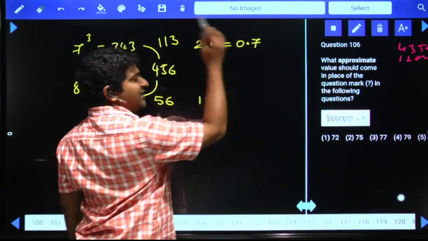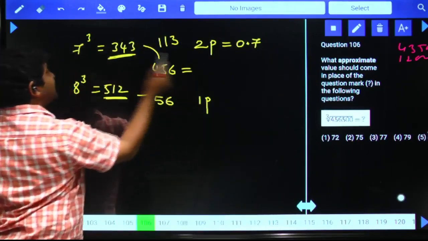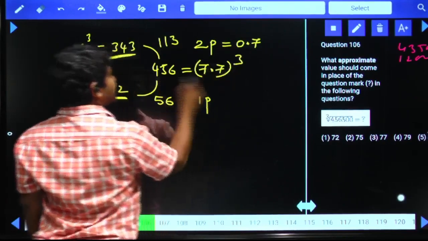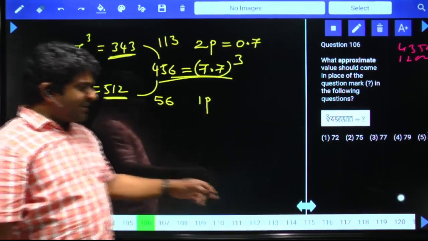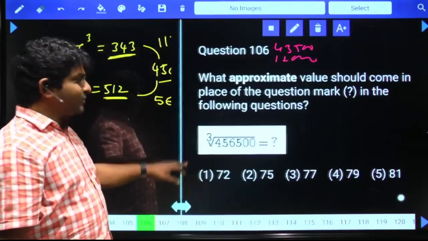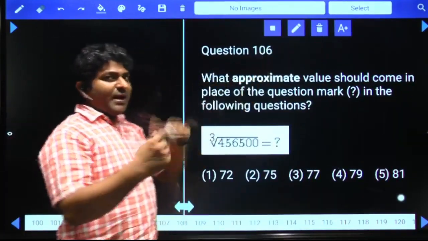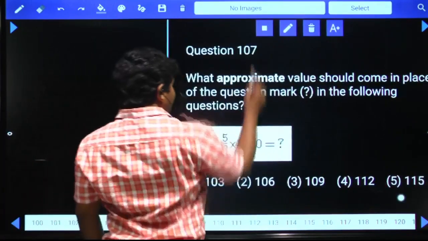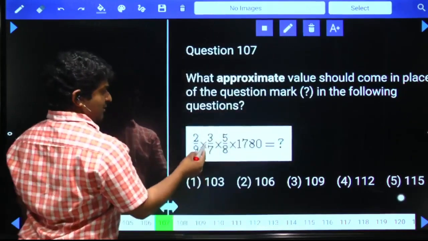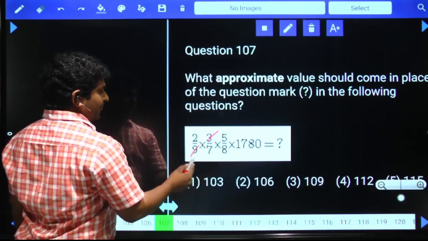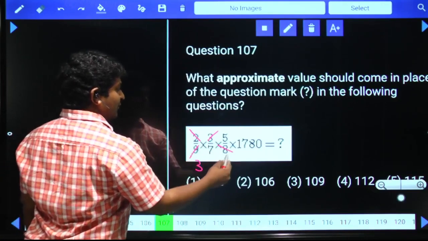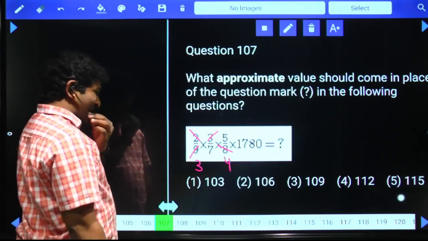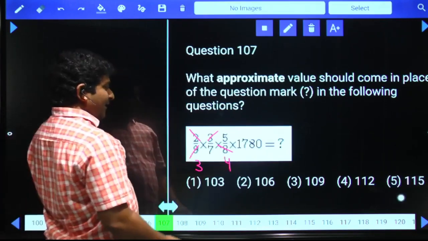Hence I am treating it as 0.7. So this value is equal to 7 plus 0.7, that is 7.7 whole cube. That's it. So this is the easiest approach whenever you have cube values. If you don't understand, just go back and then listen again. Next, let us see the simplification here itself. 3 times here, 2 4 times here. Now again simplification.